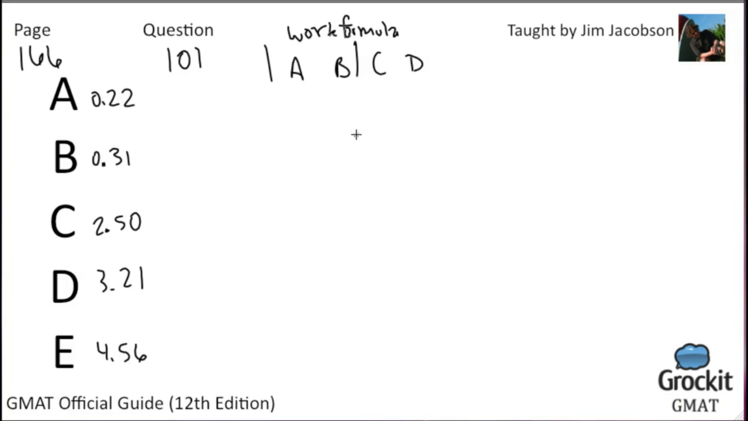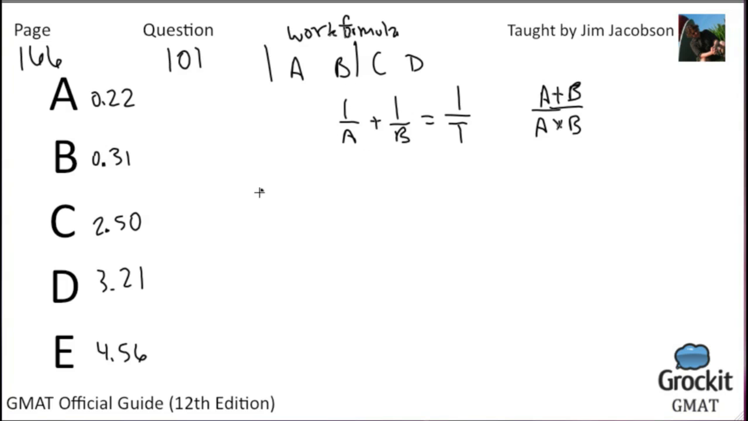So the work formula is derived from 1 over A plus 1 over B, which is what they give you in the explanation in the official guide. 1 over A plus 1 over B equals 1 over T, and then you solve from there. So the work formula is then A plus B over A times B, if you have 2 machines. Which is really just saying we did A plus B and we figured out the common denominator: 1 over A plus 1 over B has the common denominator of AB in the fraction.